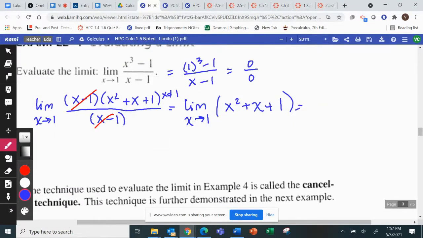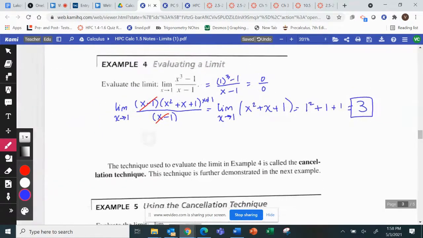So now I'm just going to use direct substitution, 1 squared plus 1, and the answer would be 3. So the hole would be at (1, 3). On the graph, as x approaches 1, y is getting closer and closer to 3.